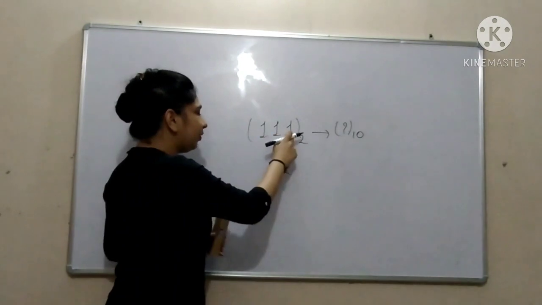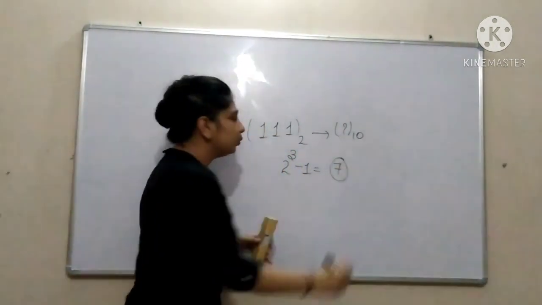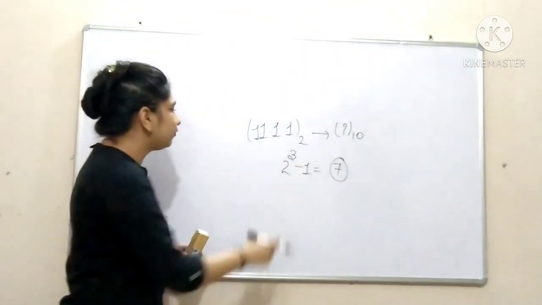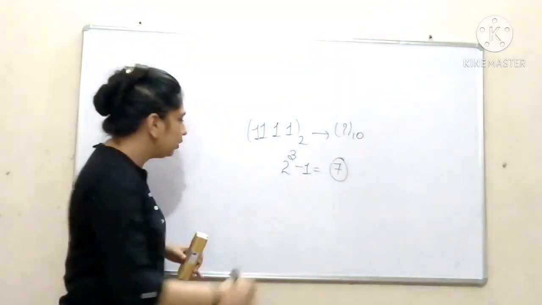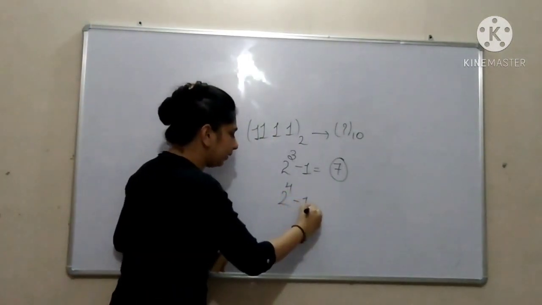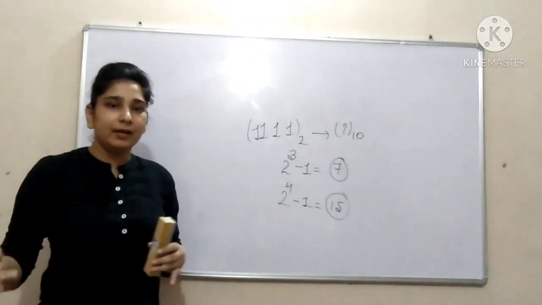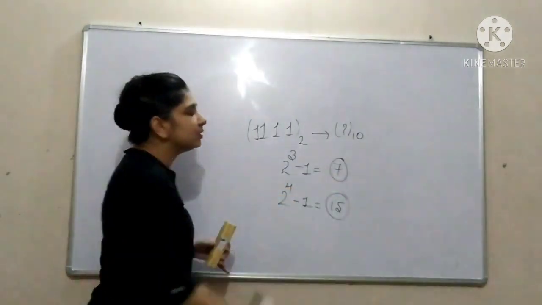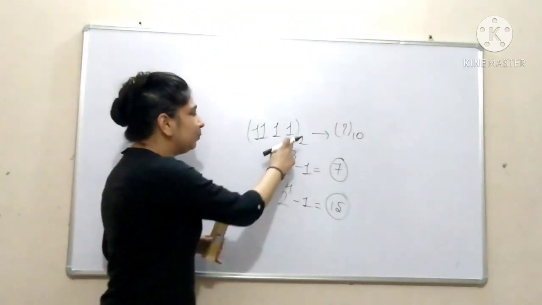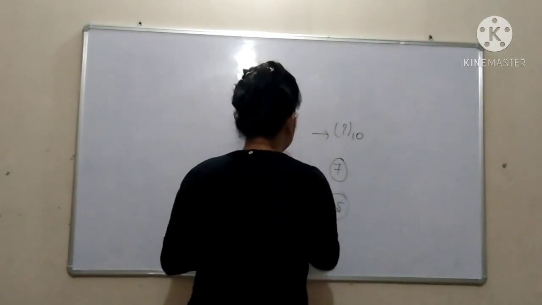Okay, so 3 ones, 2 raised to power 3 minus 1, which is equivalent to 7. Let's suppose I have 4 ones. How are you going to find its decimal number? 2 raised to the number of ones you have, 4, minus 1, which is equivalent to 15. So this is the shortest way to determine the decimal number if you have only ones present in the binary number system.